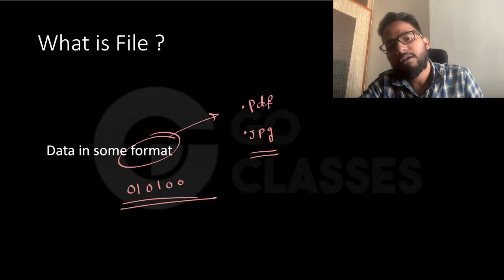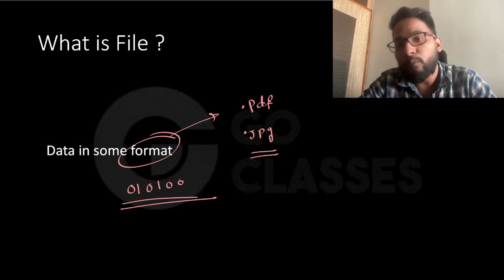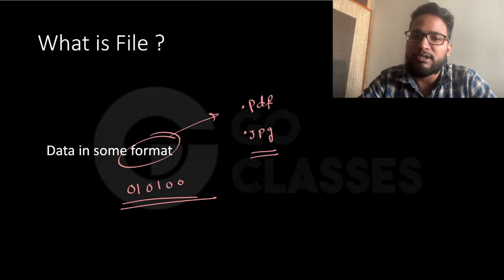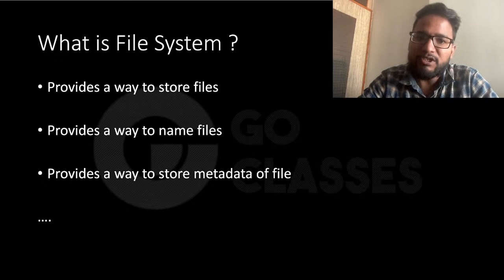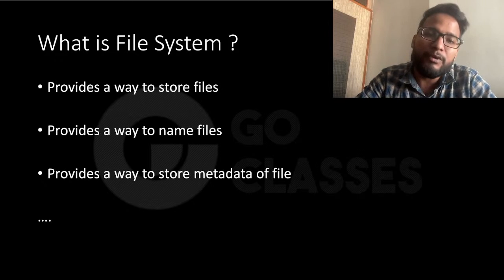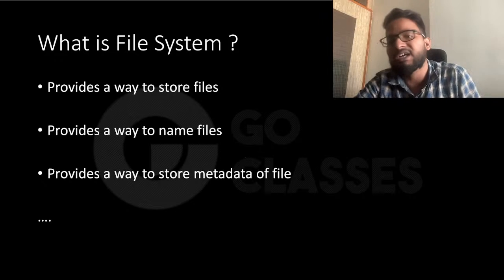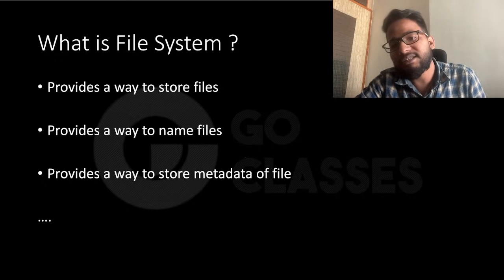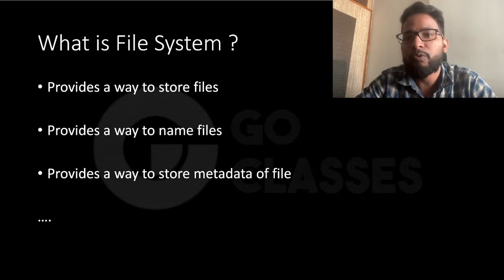So what is a file? A file is data in some format. It could be a PDF or JPG, but anyway, it is just zeros and ones. Our objective is that we want to store this file on the disk. From this implementation, we are expecting to provide a way to store a file, a way to name the file, a way to store the metadata, a way to have fast retrieval, and so on. All these things come under the file system. So we want to do all sorts of these things.